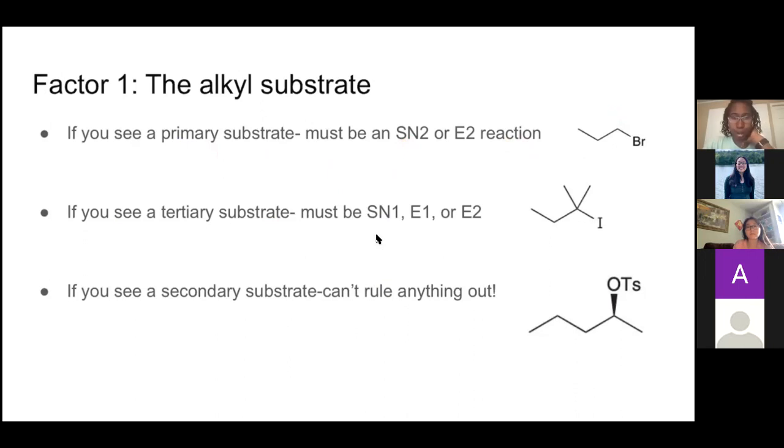As you might remember, primary substrates are not great for SN1 and E1 reactions just because those reactions feature a carbocation intermediate. And primary carbons are not really very stable to have that carbocation. So one-step reactions are going to be a better idea than having an intermediate that's going to be super unstable.